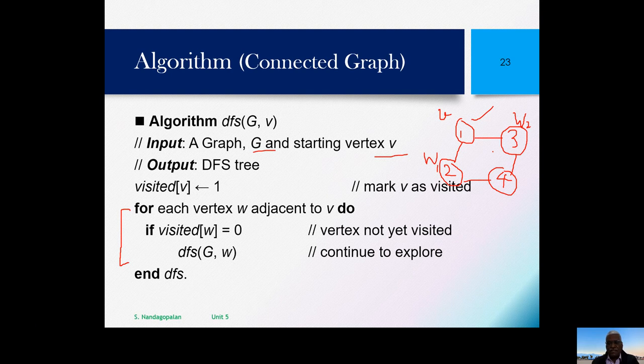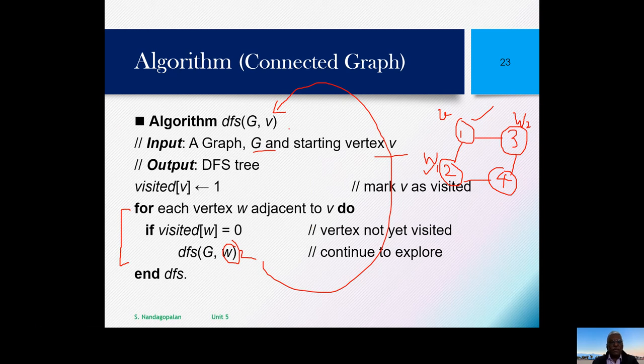Out of these adjacent vertices, I should check whether it's already visited or not. If it is visited already, I don't really go for recursion, meaning I don't explore the adjacent vertices of that. Instead, if it is zero, I need to explore. So I just take the first vertex. Let's take 2, because W1 and W2. So this W becomes W1, which is now 2. So now this 2 will be my V.